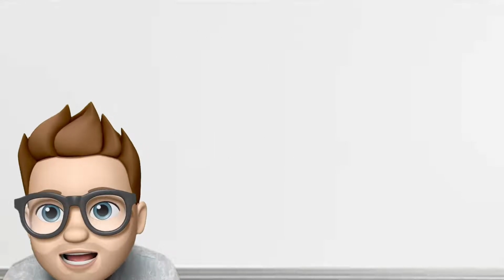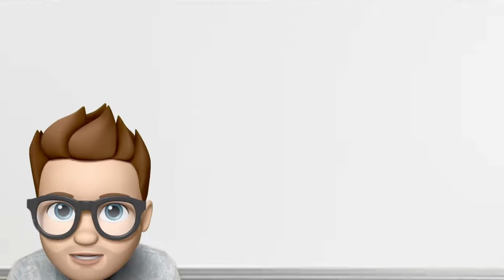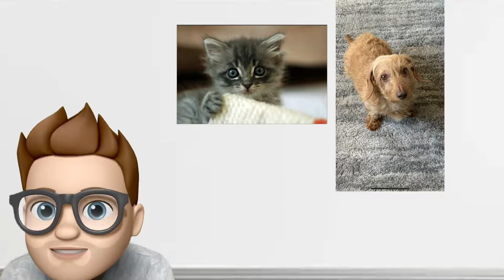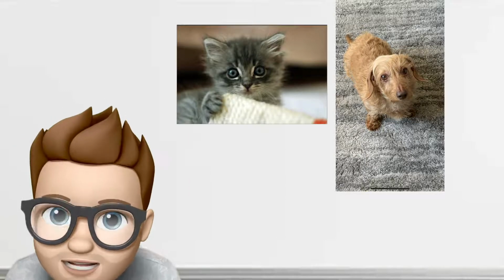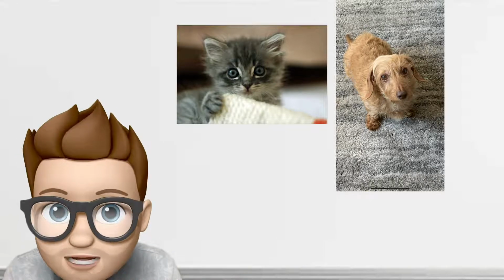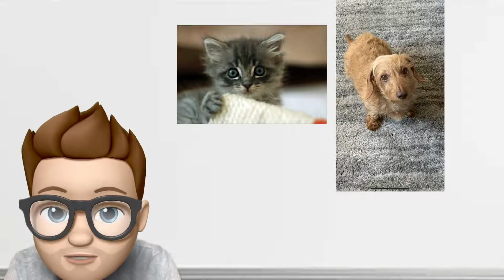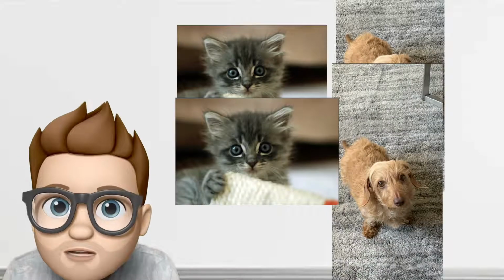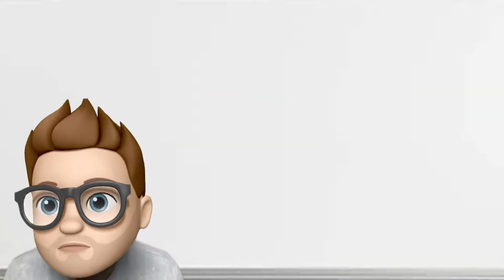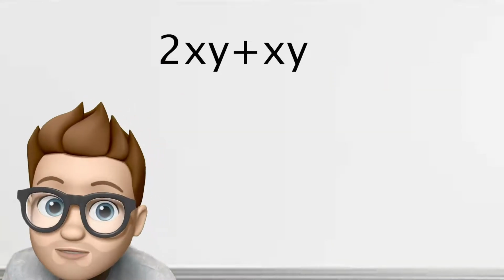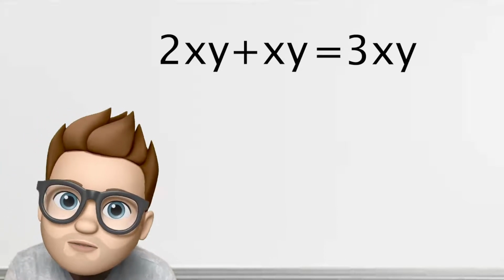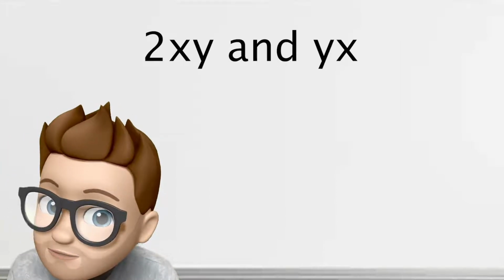If we wanted to have 2 puppy kittens, so 2 groups of puppies and kittens, that's the object. That's the term that we want. What that's telling us is that we want a group of puppies and kittens that we have together, all together in a nice little clump, and we want to make 2 of those. So we want to double it, essentially. So 2xy plus xy, they actually are like terms. It would be 3xy. But what about 2xy and yx?